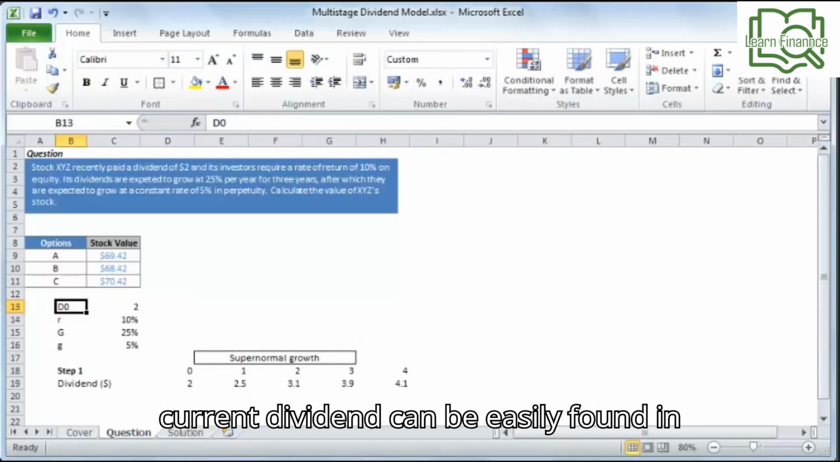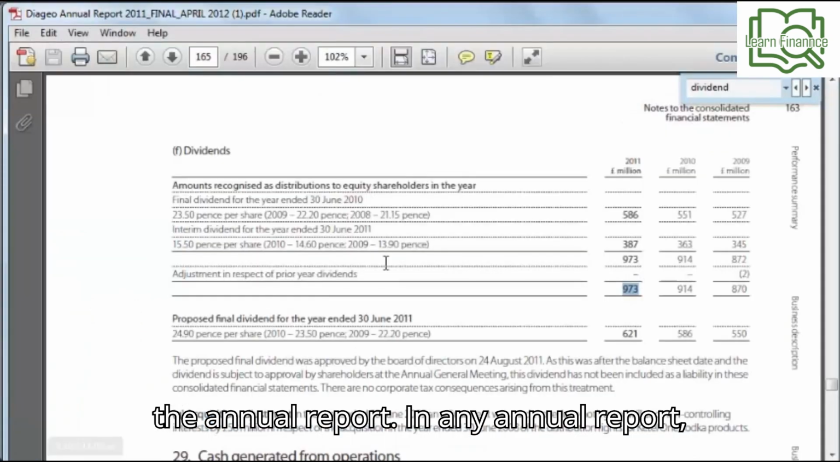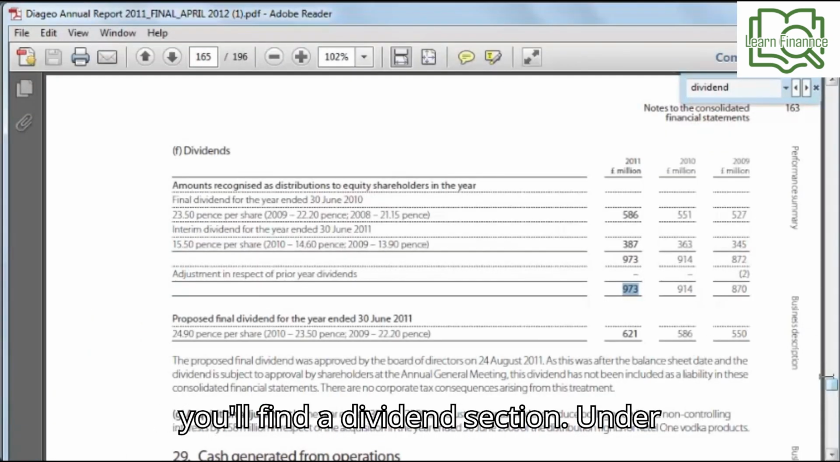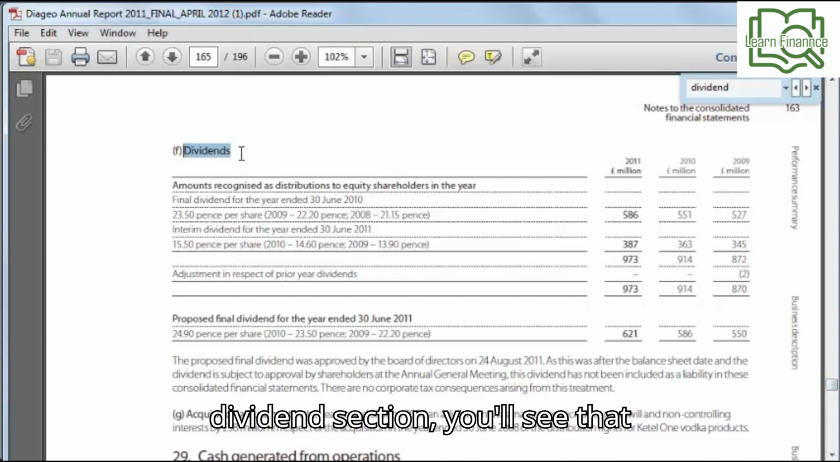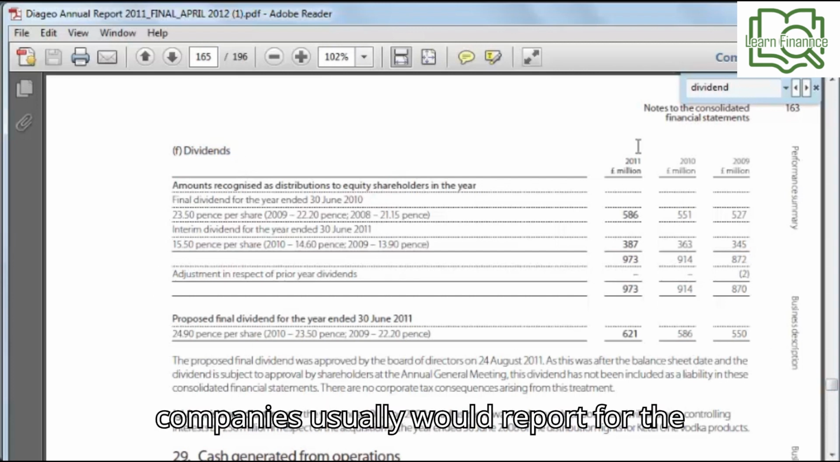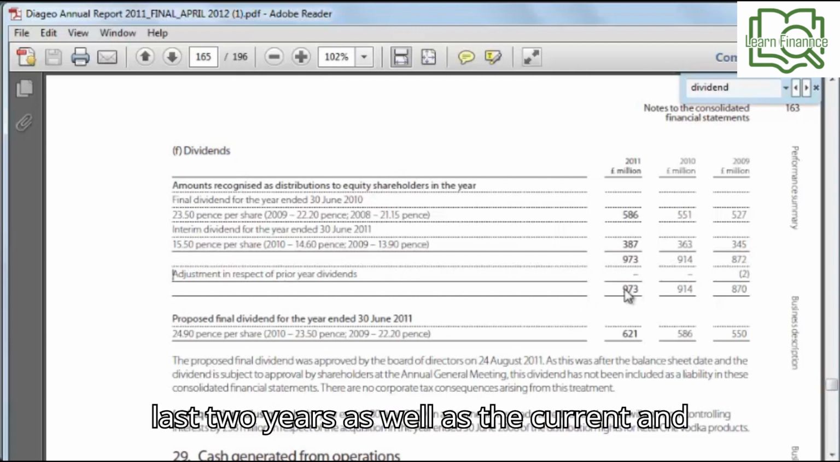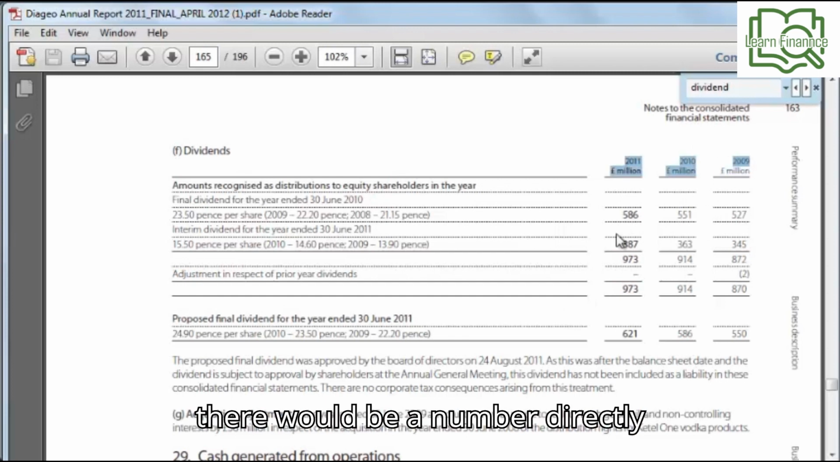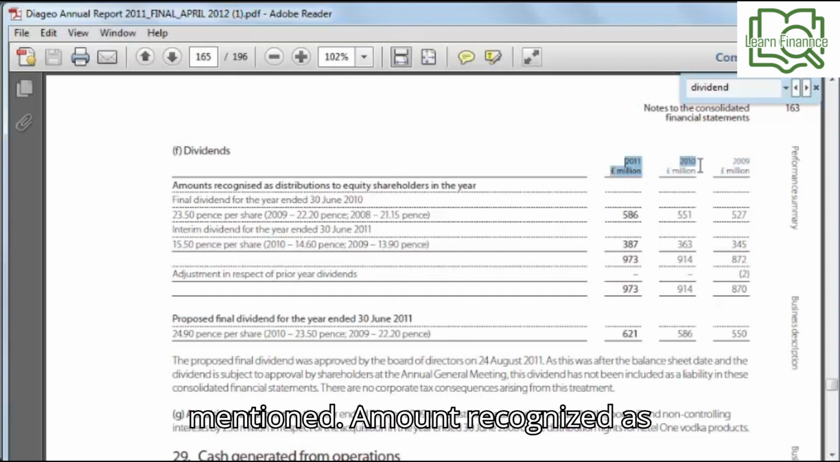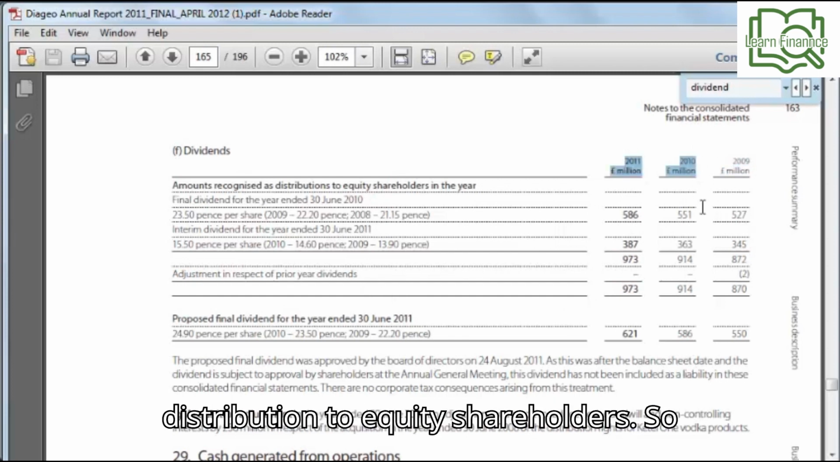The current dividend can be easily found in the annual report. In any annual report, you'll find a dividend section. Under the dividend section, you'll see that companies usually report for the last 2 years as well as the current year, and there would be a number directly mentioned, the amount recognized as distribution to equity shareholders.